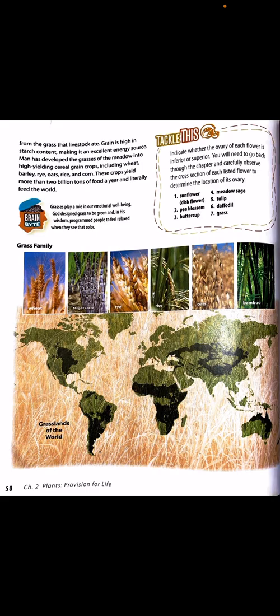Grain is high in starch content, making it an excellent energy source. Man has developed the grasses of the meadow into high-yielding cereal grain crops, including wheat, barley, rye, oats, rice, and corn. These crops yield more than 2 billion tons of food a year and literally feed the world.